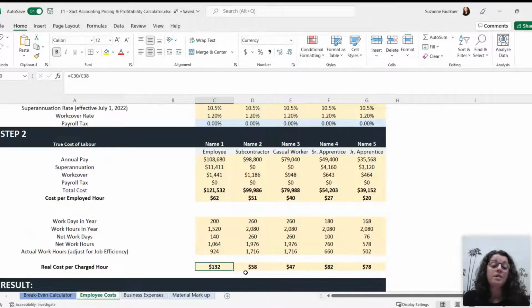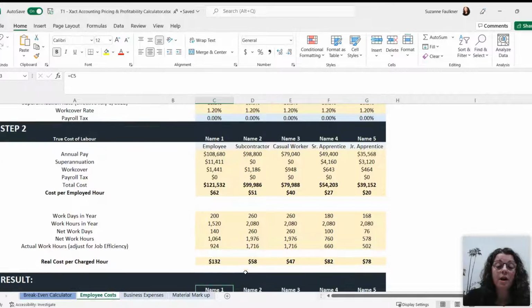And it can be quite surprising when you go through these numbers and actually look at what an employee's rate is actually costing you per hour compared with what you're actually paying them per hour. So your cost to the business is quite a bit higher than that.